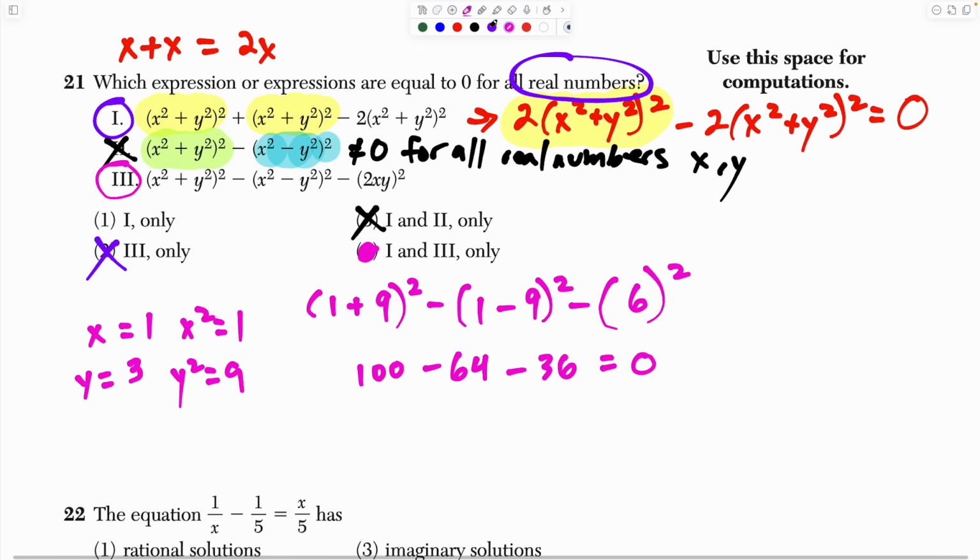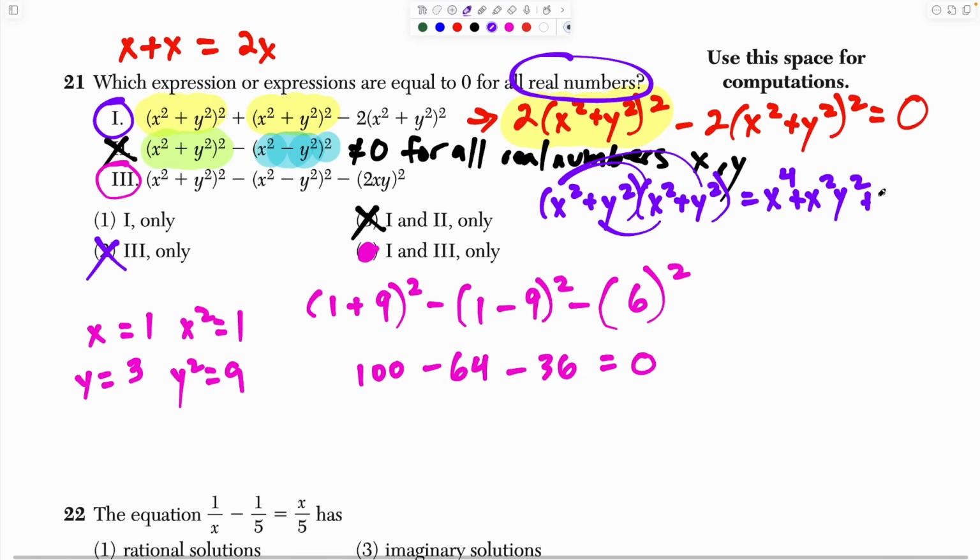Now, if you really want to be convinced and do this algebraically, then what you could do for the third one here is actually expand x squared plus y squared, squared. I would have to multiply this out. Don't just say x to the fourth plus y to the fourth. That's a common mistake. You would have x squared times x squared is x to the 4th, but then you would have plus x squared y squared when you multiply the first and last terms together. And then when you multiply these two terms, you get another plus x squared y squared, and then plus y to the 4th at the end.